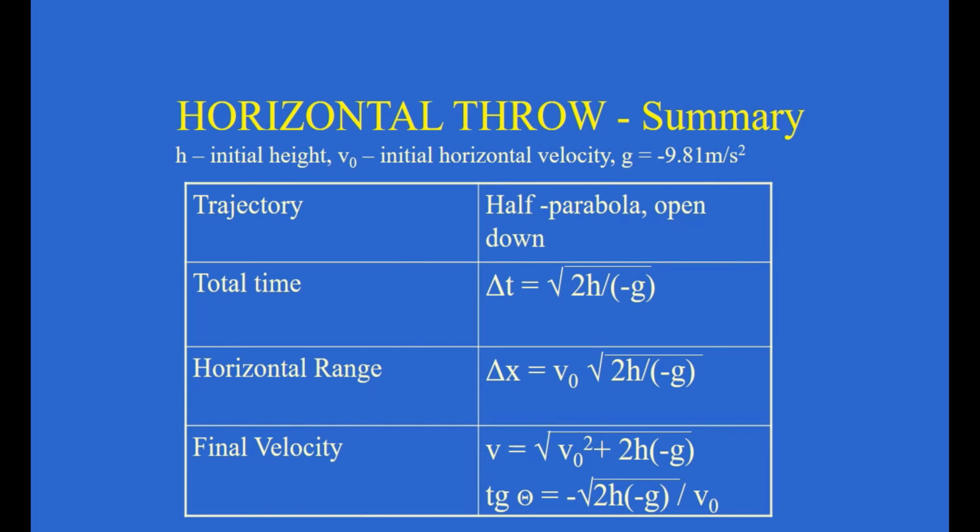Horizontal projectile summary: h is the initial height, v naught is the initial horizontal velocity, g equals minus 9.81 meters per second squared. The trajectory is a half parabola opening downward. We found the total time, horizontal range, and final velocity.